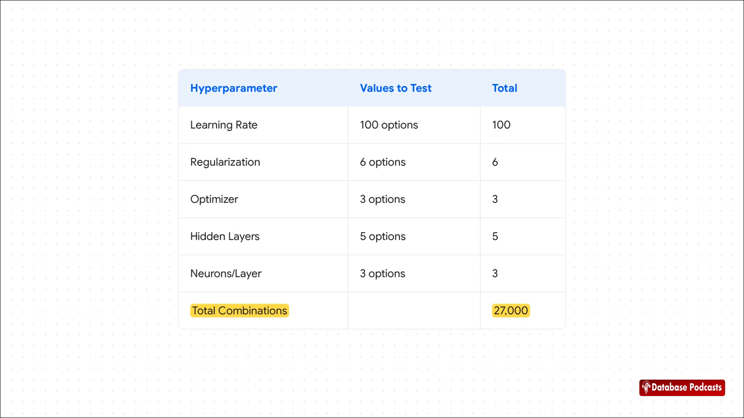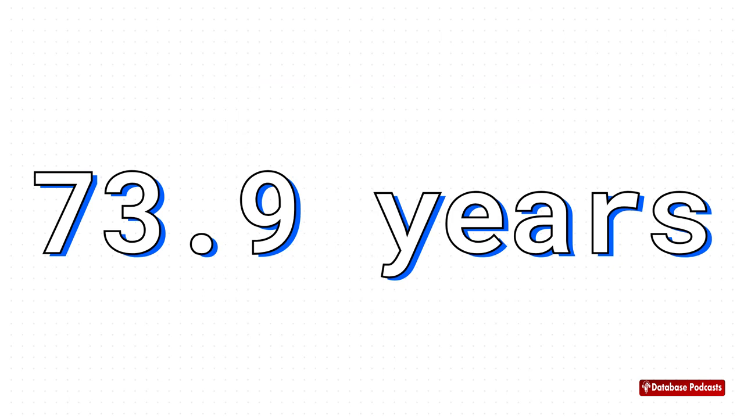Let's just take a pretty modest example. Let's say we want to test 100 different learning rates, 6 regularization values, 3 optimizers, and just a few options for layers and neurons. All of a sudden, we're looking at 27,000 unique combinations to test. Yeah, 27,000. And if each one of those training runs takes, let's say, a full day, you'd be looking at almost 74 years to test them all. So clearly, brute forcing this is, well, it's not an option. We need a strategy. We need a map for our exploration.